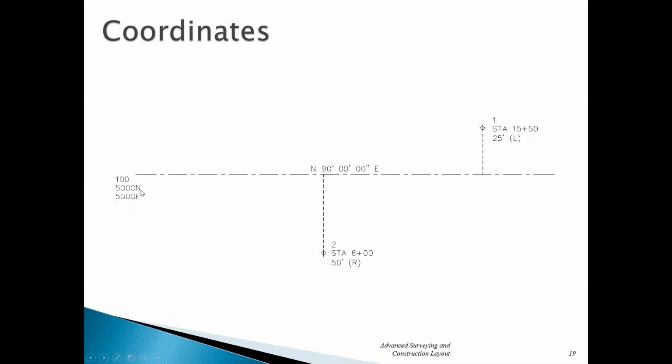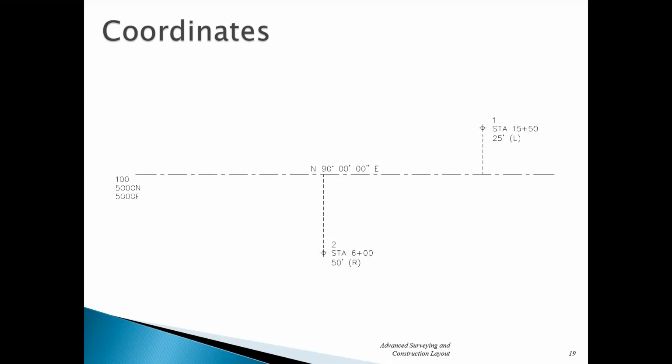If this is 5,000, 5,000, can anybody tell me what the coordinate would be here for 2? Anybody, how you would calculate that? What would be the northing and easting for 2 based on what we're looking at in that picture? Since it's due east, the northing would stay the same. Oh wait, no, it wouldn't. You're on the right track, but you're thinking wrong. Since it's a 50-foot offset, the northing would be minus 50. So that would give us 4950.